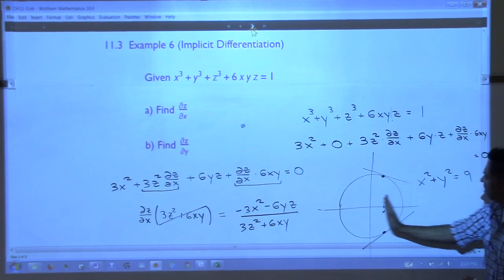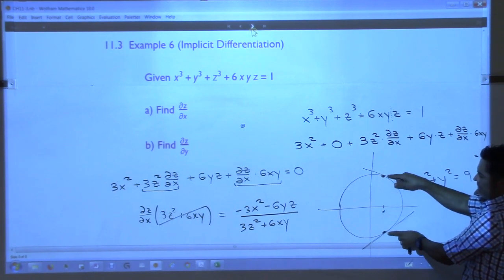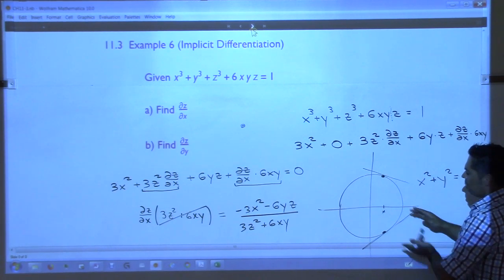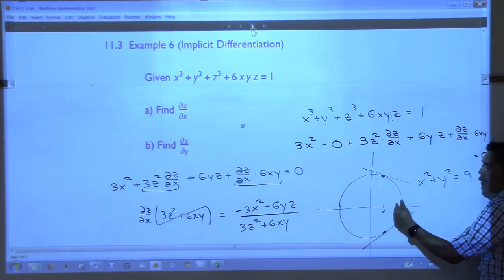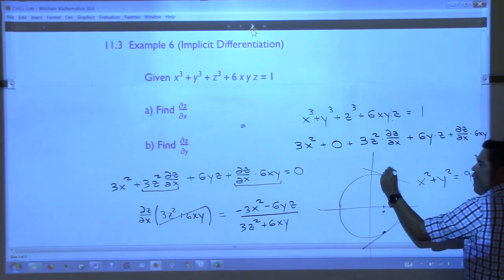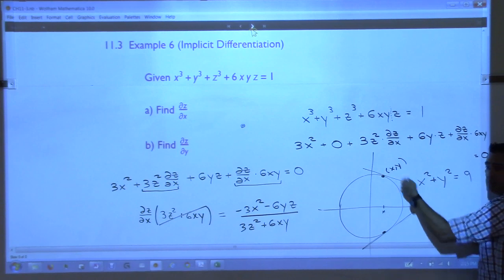So even though these have the same x value with two different outputs, we have different slopes of tangent lines here. So in order for me to ask what is the slope of the tangent line at a particular point, I have to give you not only the x coordinate, but I also need the y coordinate, right? Both the x and y are required for you to find this.